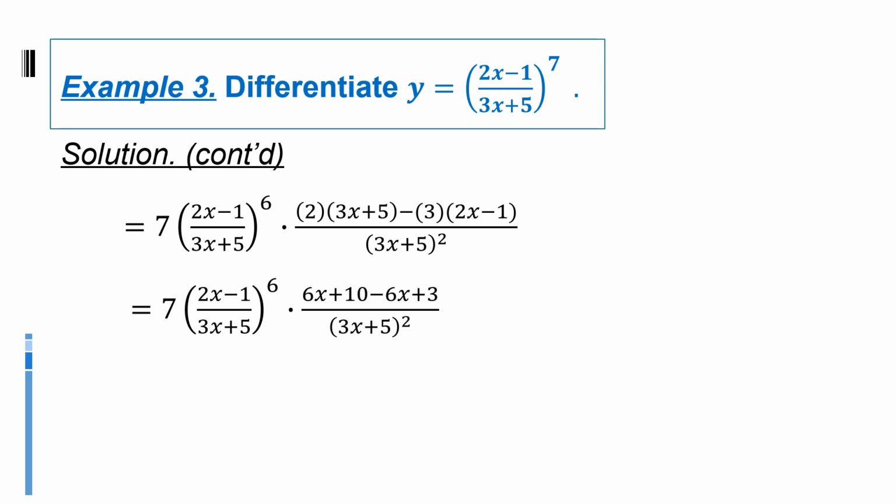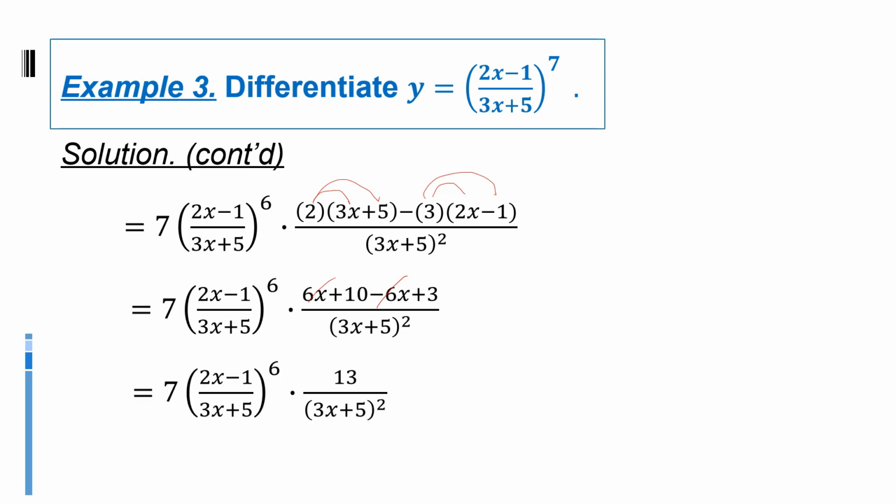So kapag in-expand natin to, yan, minultiply natin dyan, at yan, minultiply natin dyan, we have 6x plus 10 minus 6x plus 3 all over 3x plus 5 squared. At alam natin na magka-cancel out to, may iwan sa taas ay 13. So we now have 7 times the quantity raised to 6 times 13 over the square of 3x plus 5. So yung 6 dito, pwede natin siyang i-distribute dito sa numerator at sa denominator. So we have like this. Okay?